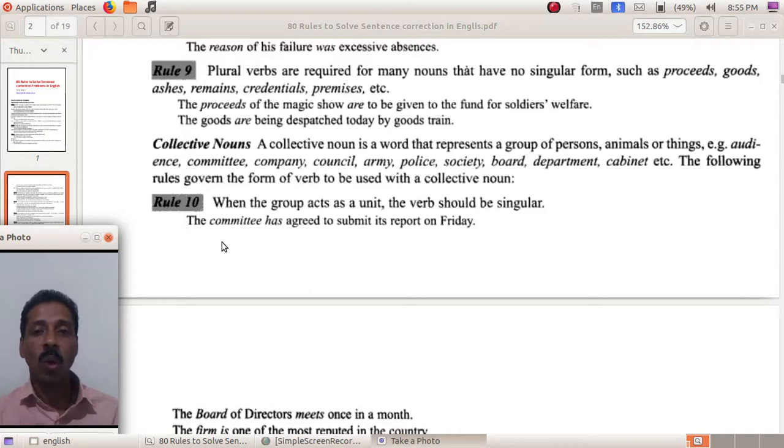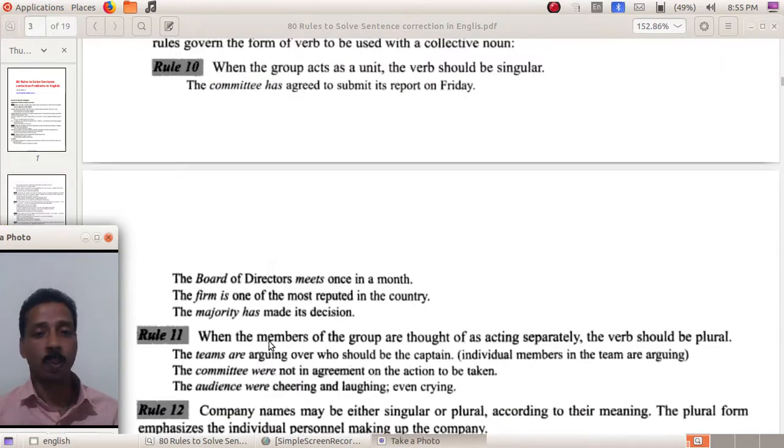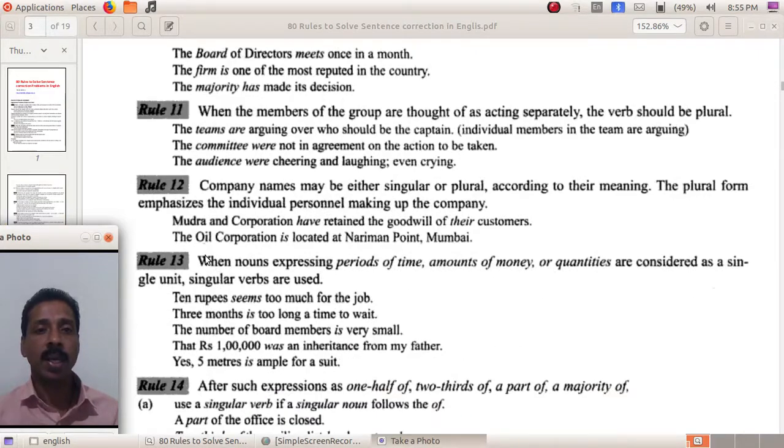So while a collective noun takes a singular verb, you have to understand that it is taken as a single unit. But if we are using a plural verb, that shows that we are not taking it as a single unit, but we are considering the individual members of the group. Okay, so examples are given here.